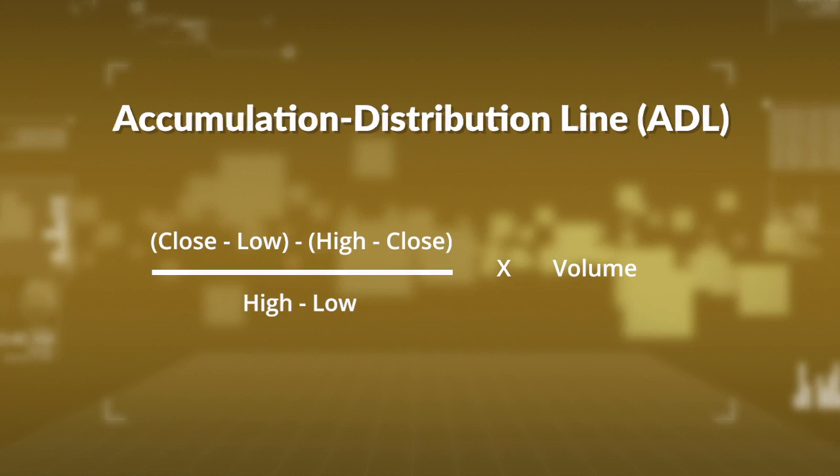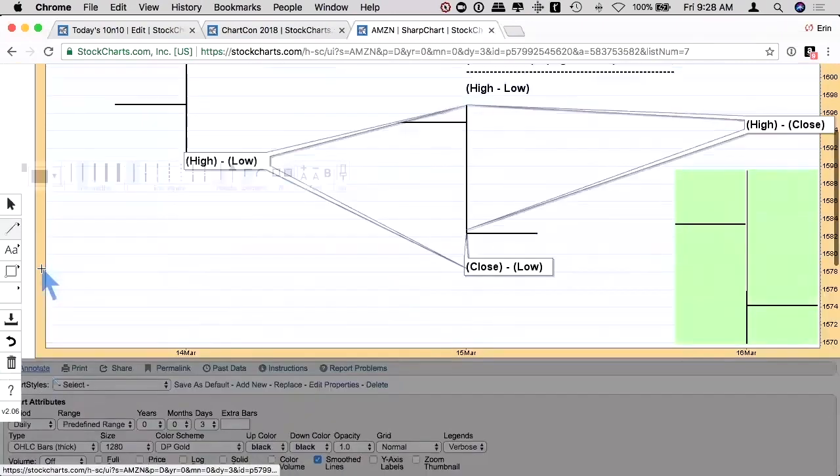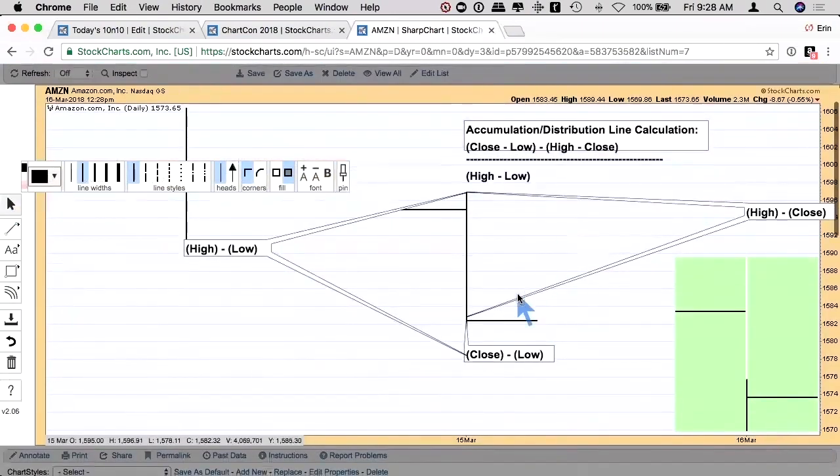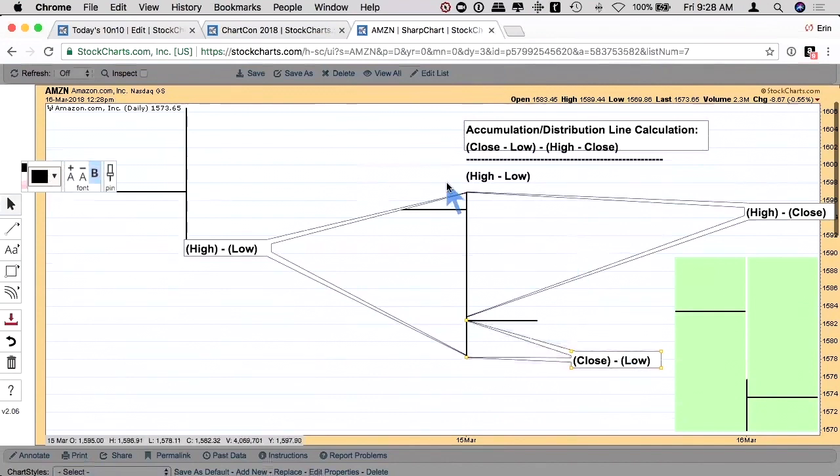So let's go look. I'm going to annotate this because the annotations are being weird. All right, let's look at this a little more clearly and make it more readable. So the accumulation distribution: this is the close minus the low, that's the first part. Then we subtract the high minus the close. And then from there, we divide it all by the high minus the low. That gives you an idea of how that fraction comes up.